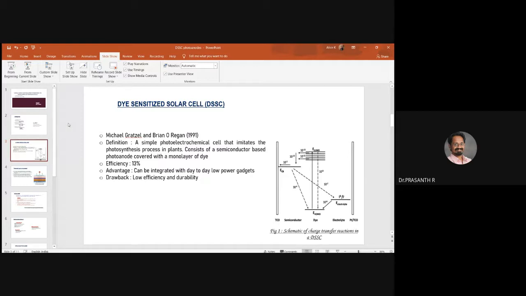Here, the various charge transfer mechanisms involved are shown. Through consistent research, the efficiency of DSSC has reached a maximum of 13 percent, even in spite of drawbacks such as low efficiency and durability compared to conventional technologies. An interesting advantage of DSSC is that it can be integrated with day-to-day low power gadgets.